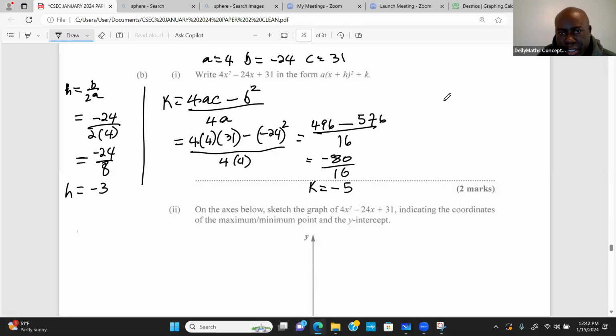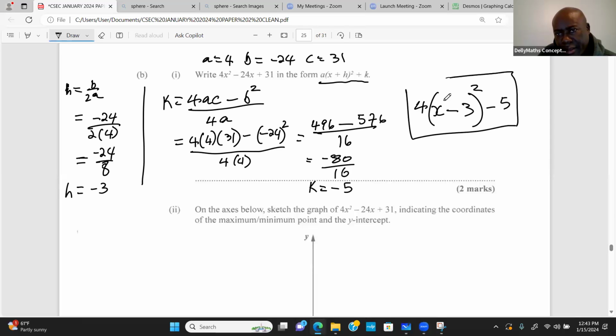So then in the format, we're just going to substitute. a is 4, x is always here, h is 3, the square is always there, k is negative 5. So here it is. All right, so I just used the formula quickly, and we find that we're done right there. All right, so there it is.